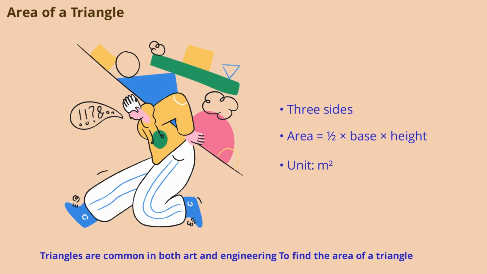Triangles are common in both art and engineering. To find the area of a triangle, you need to know its base and height. The formula is a half times base times height. For example, if a triangle has a base of 4 meters and a height of 3 meters, its area is a half times 4 times 3 equals 6 m². This formula works for all types of triangles, making it a versatile tool in geometry.